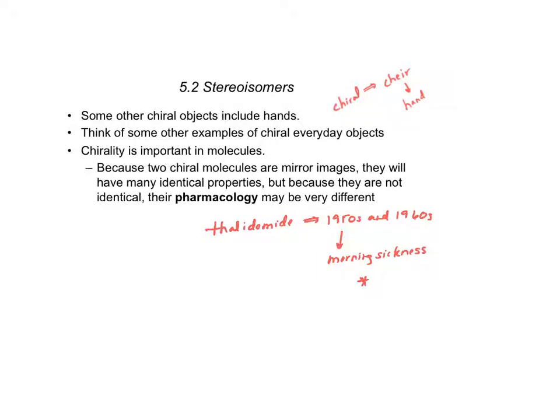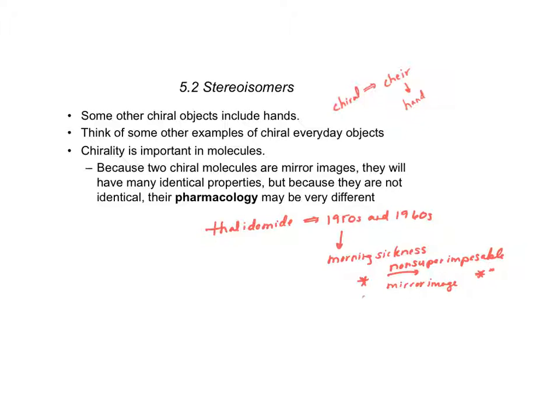This molecule did possess the property of chirality, though, right? It did have a non-superimposable mirror image. And that non-superimposable mirror image, we'll call that star-star, I guess, was a different molecule, right?